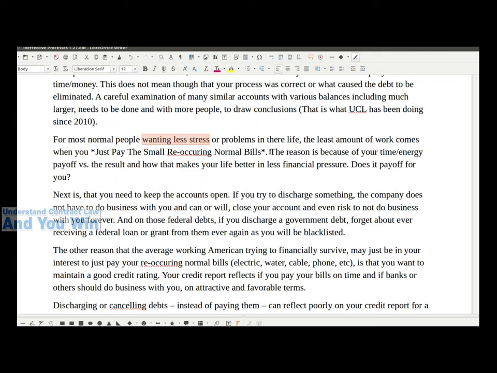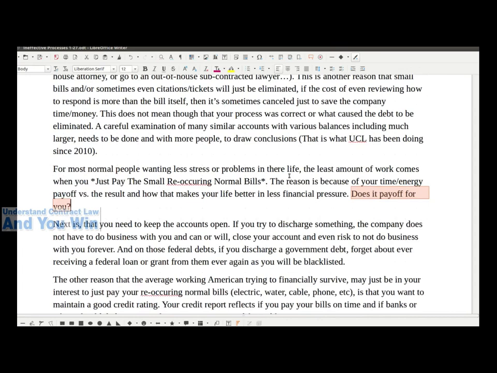sometimes the least amount of work is just to pay your small bills. The reason is that your time and energy payoff versus the result of how that makes your life better is actually better for you, in what your time is worth, to just pay the bill than to try to figure out how to get rid of the bill and it not work. So does your effort and does your time pay off for you if it's only a small bill?